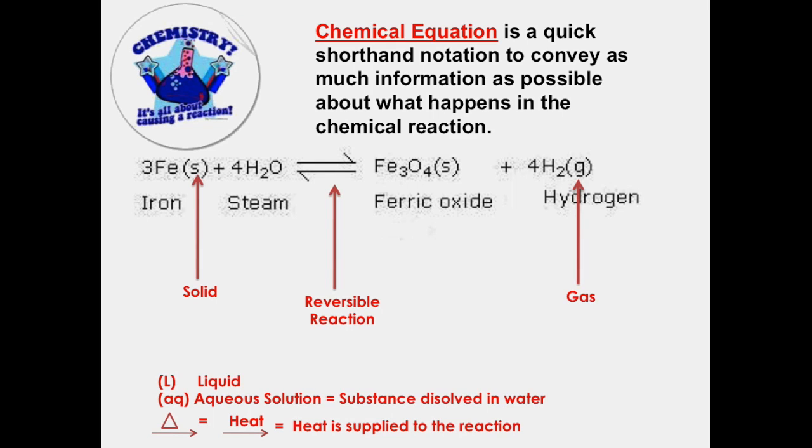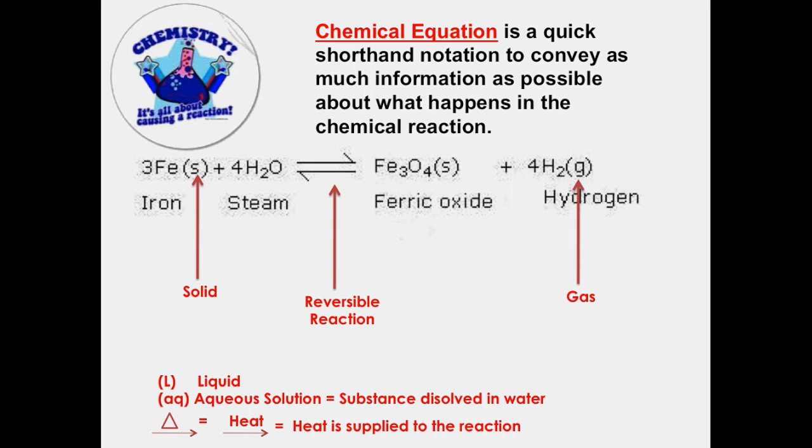Now, chemical equation. A chemical equation is a quick shortened notation to convey as much information as possible about what happens in the chemical reaction. In here, the example is we have iron, and we combine it with steam, and that produces ferric oxide and hydrogen. As we can see, the reaction is called reversible.